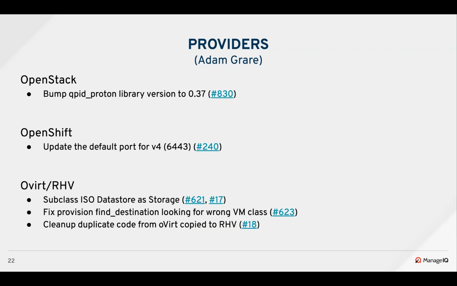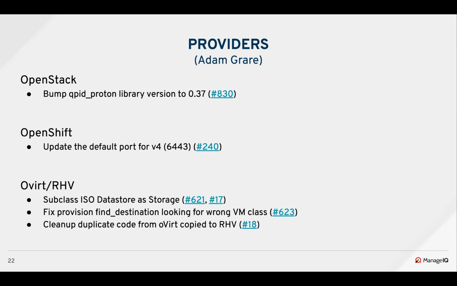For OpenStack, we bumped the Qpid Proton library. The older version was no longer building properly on the GitHub Actions runners, and so we had to bump it to a newer version, which was fortuitous because we were going to try to do that anyway to move to CentOS Stream 9. So we're now on the latest version of Qpid Proton.